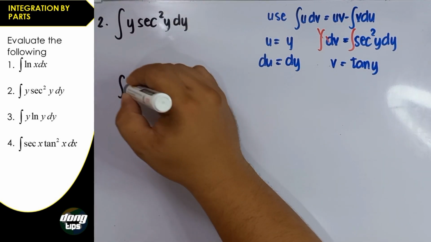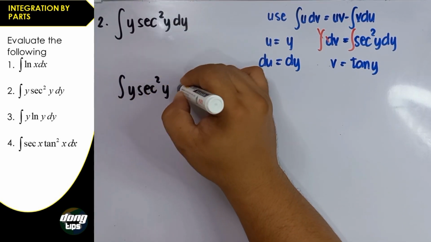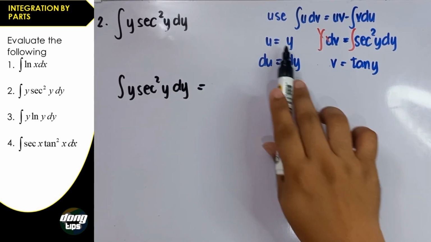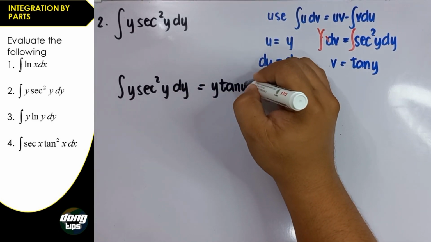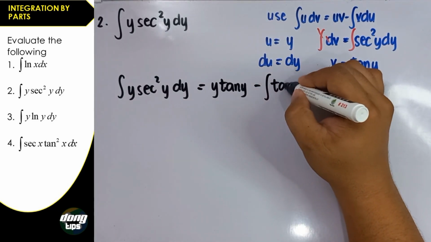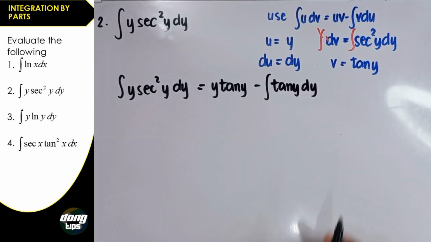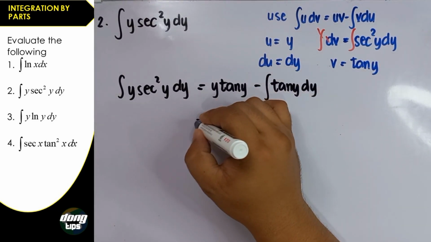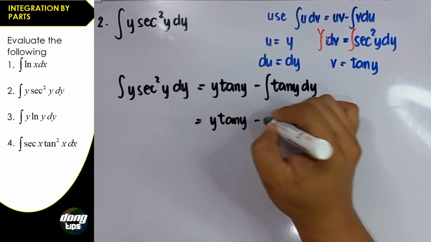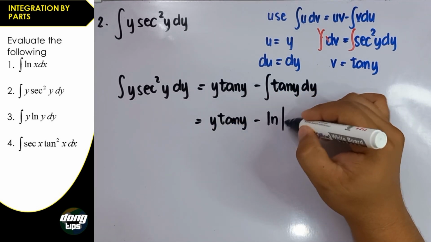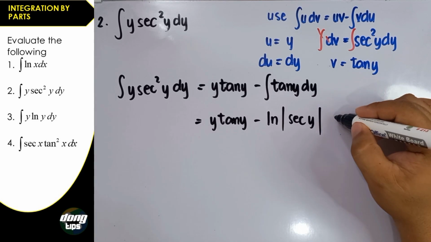Let's use the above formula. That is, equals to y tangent of y, minus, integral of tangent y dy, is natural logarithm of secant of y, then, plus c.